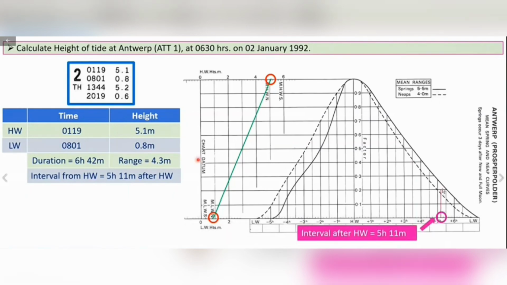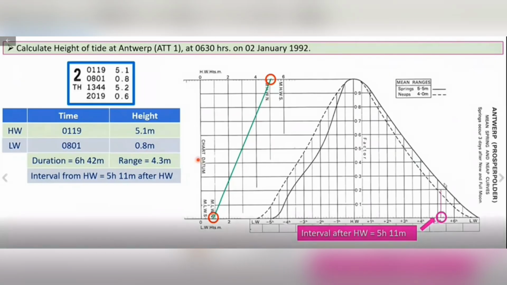Now we picked up a point in between the dotted line and the solid line. How did we pick up this point? The dotted line shows a range of 4 meters. Solid line shows a range of 5.5 meters. And our range was 4.3 meters. So by visual interpolation, you can interpolate it, calculate it by the calculator also. So it can be done visually also.